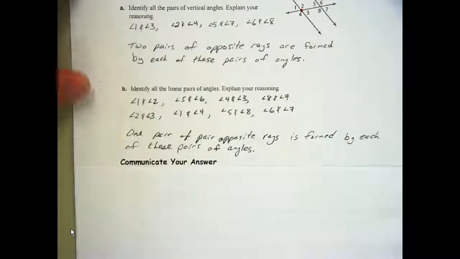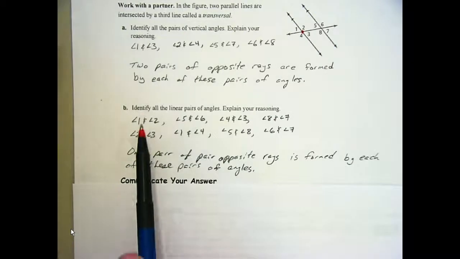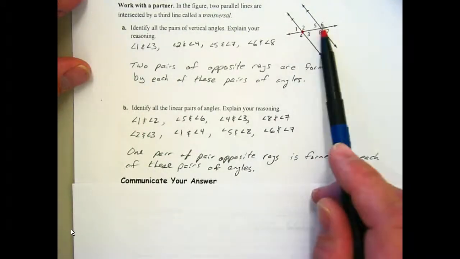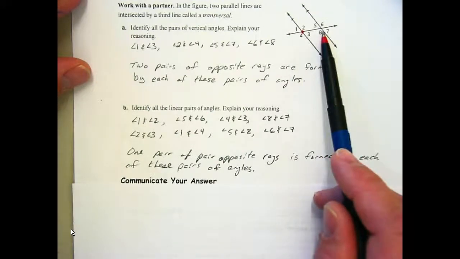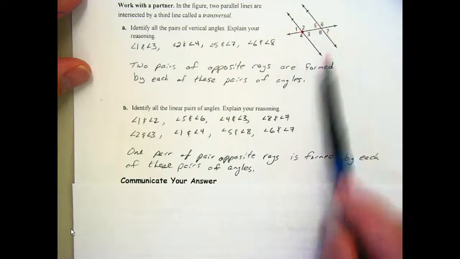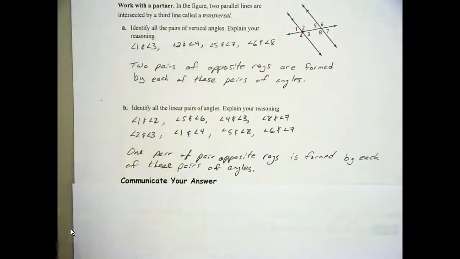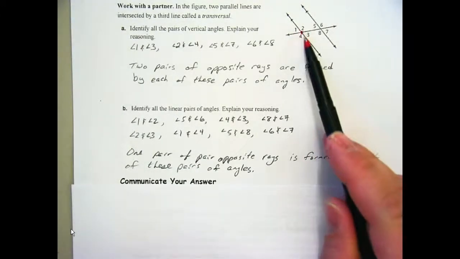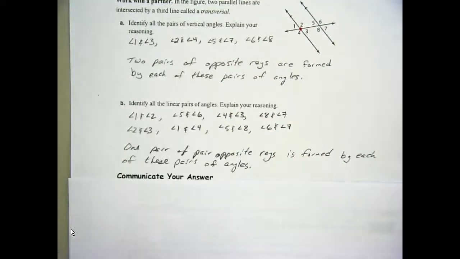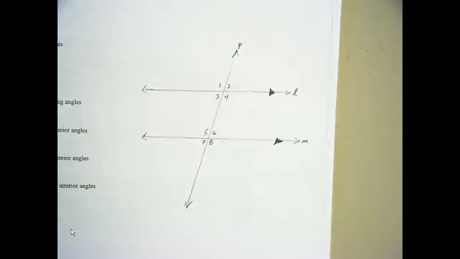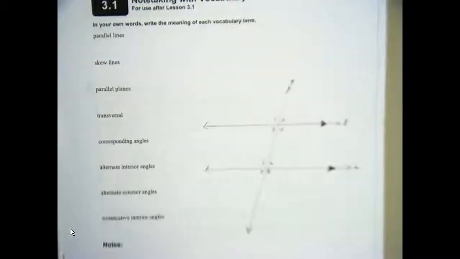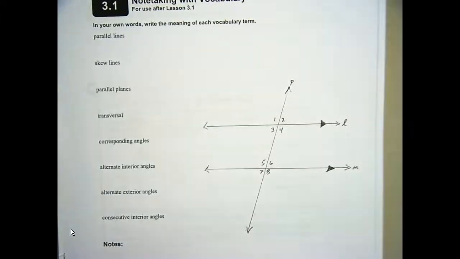Okay, linear pairs. Linear pairs form a straight line. 1 and 2 form a straight line. They make 180. 5 and 6. 4 and 3. 8 and 7. 1 and 4. 2 and 3. 5 and 8. 6 and 7. One pair of opposite rays is formed by each of these pairs of angles. So think of it this way: they make a straight line. They make 180 degrees. That's what a linear pair does. So that's kind of a review of those terms. We're going to use those today when we're dealing with parallel lines and transversals. All right? I want you to switch over to page 67 real quick. Now on page 67, I want you to draw that diagram. Using that diagram, we're going to actually define these things right here.